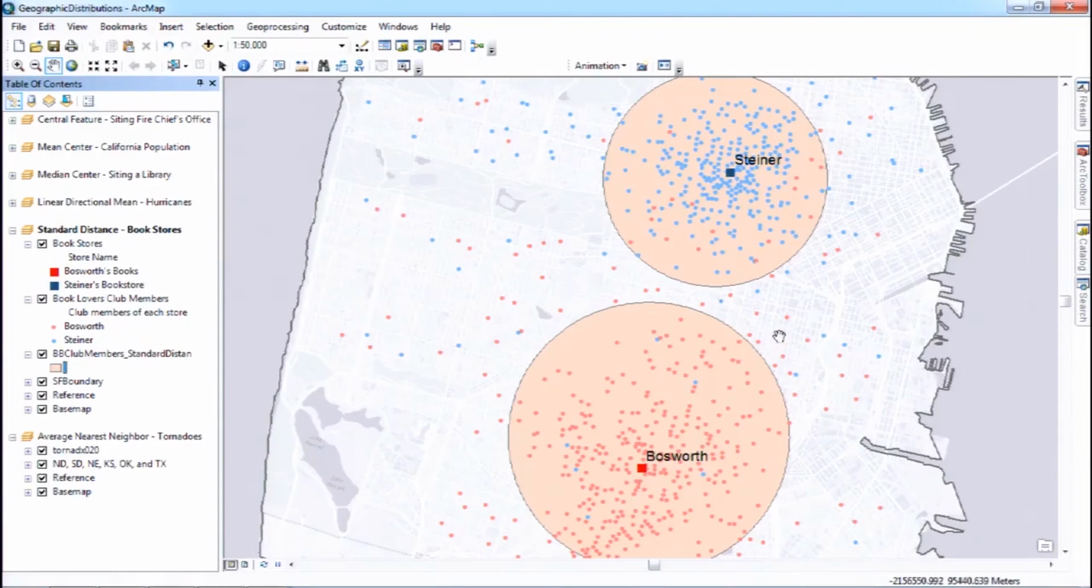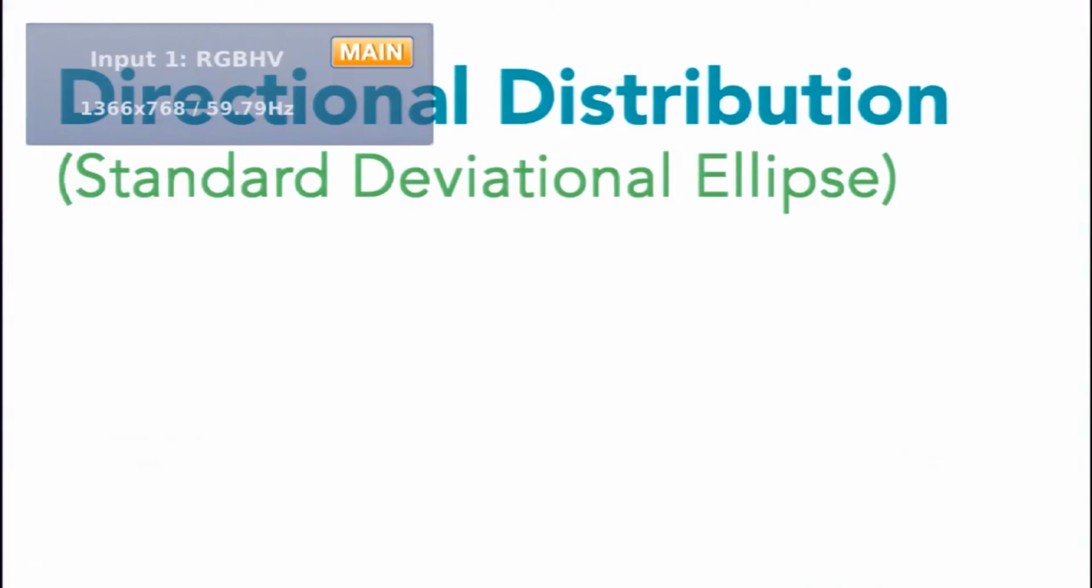That overlap would be a pretty interesting place. And if you're in another bookstore, the gaps are an interesting thing to know about too, because that is a place where there's a gap in service. So that is standard distance. All right, directional distribution.